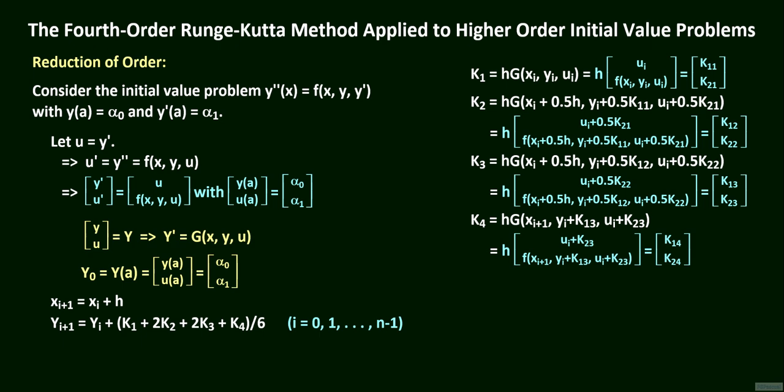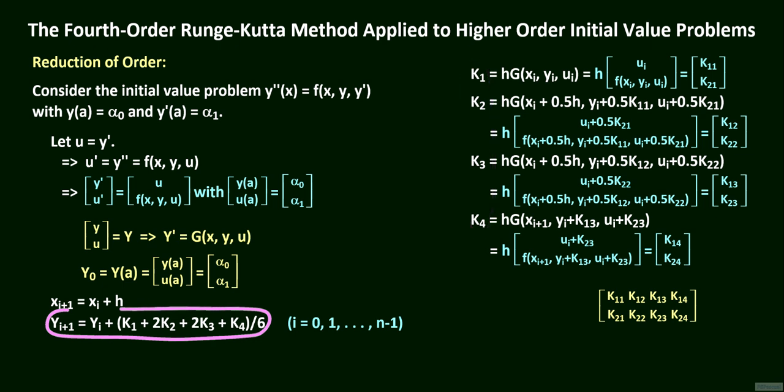We form a new matrix by taking each K sub j as the jth column of this new matrix. We can then rewrite the recursion for the y sub i's in the following way, and the viewer can check that the vector y sub i plus 1, u sub i plus 1 equals the vector y sub i, u sub i plus 1/6 times the new matrix times the vector 1, 2, 2, 1.